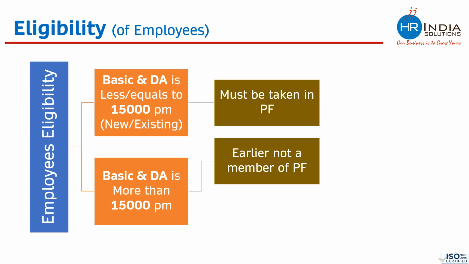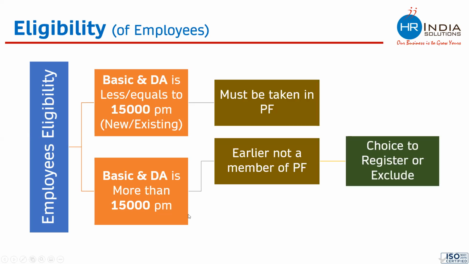Right. So, if he was not registered under PF, like in his previous organization also he was not a member of PF, and when he joined your company his basic and DA is more than 15,000 per month, in that situation the current employer has the choice to either register the employee or to exclude the employee from PF. So any employee whose basic and DA is more than rupees 15,000 per month, and who was earlier also not a member of PF in his previous organization, the employer has the choice to exclude that employee from PF, right?